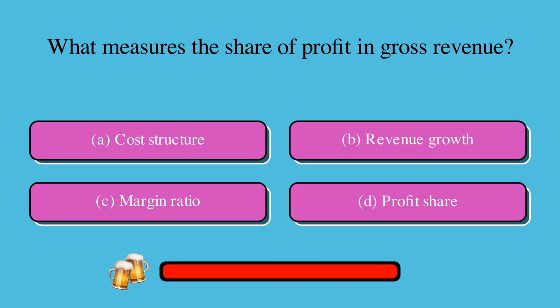What measures the share of profit in gross revenue? Is it A, cost structure, B, revenue growth, C, margin ratio, or D, profit share? The correct answer is D, profit share.